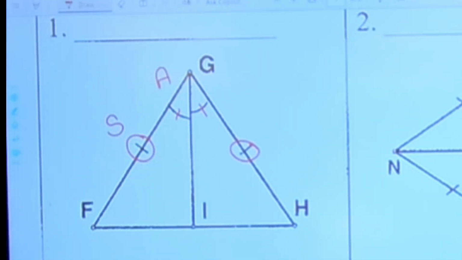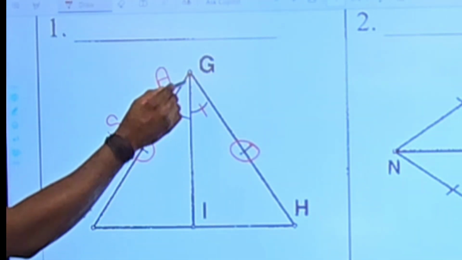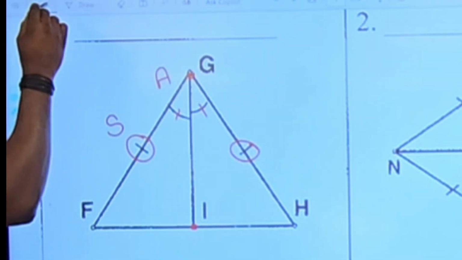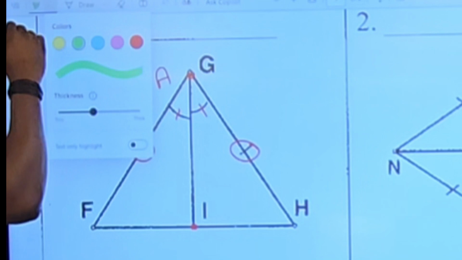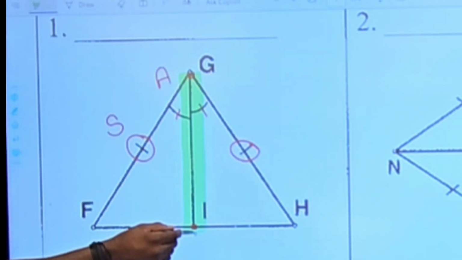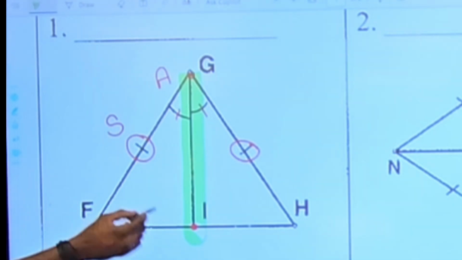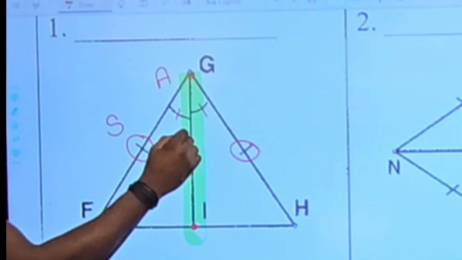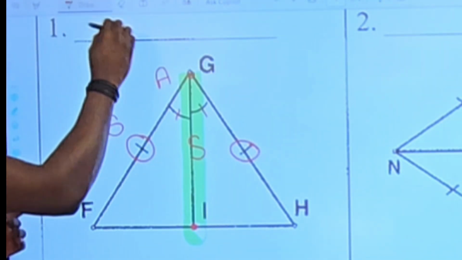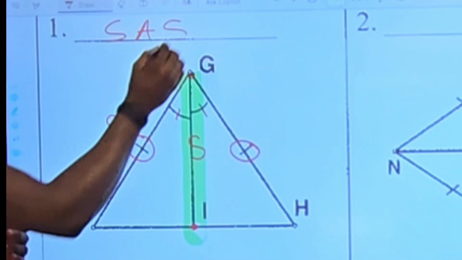Now, the third thing that we are seeing here that's not given to us with any notation is the fact that this side GI is a part of both triangles. GI is a part of both. This is a part of both triangles right there. Which means that these sides are also congruent. So in this case, we're looking at the side, angle, side theorem.